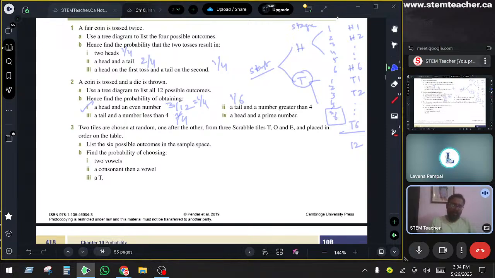A head and a prime number. What are the outcomes? Head 1, head 2, head 3, and head 5. Is one a prime number? No, one is not a prime number. So it is 3/12 only.